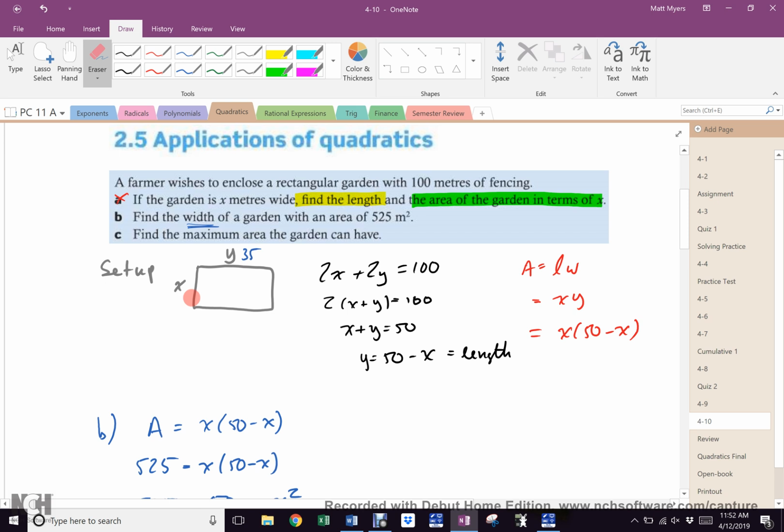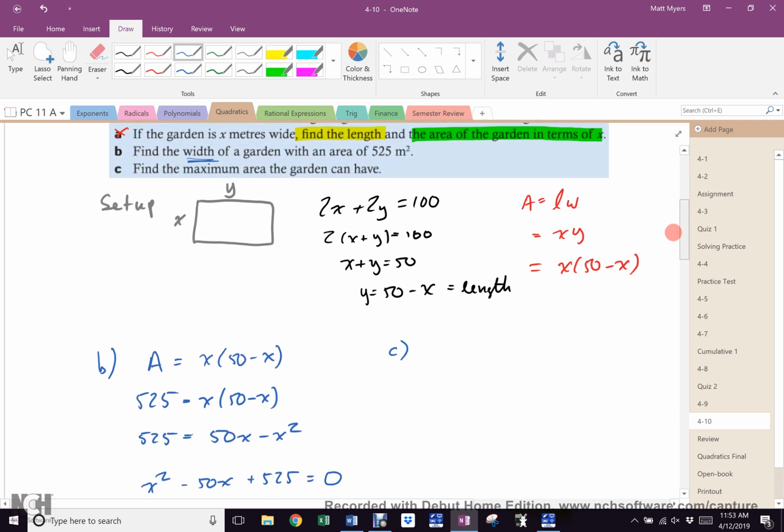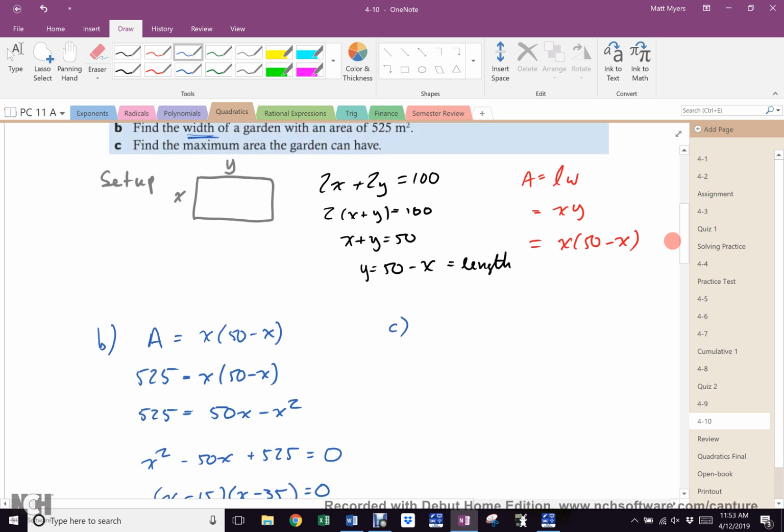So if the width is 15, obviously the length is going to be what? 35. So do we know our width? So x has to be what? Either 15 or 35. Everybody good? Okay. What are we going to do for C? What does C say? Find the maximum area, yes?